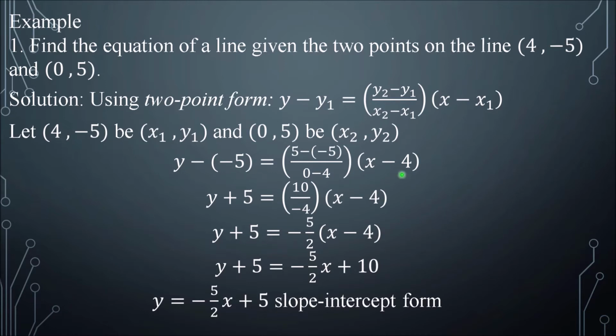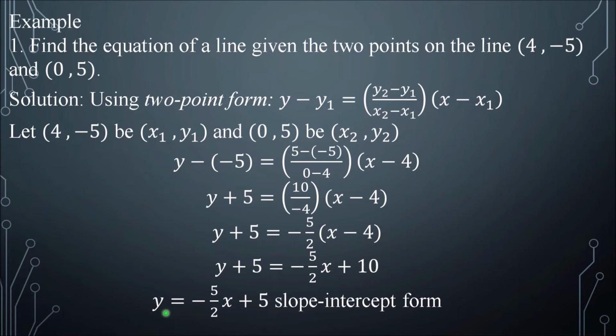Then simplify everything. This one is y plus 5. 5 minus -5 is 10. 0 minus 4 is -4. And then x minus 4. Y plus 5 is equal to, simplify this, we have -5 halves, x minus 4. Then distribute -5 halves. We have -5 halves x plus 10, because -5 halves times -4 is positive 10.